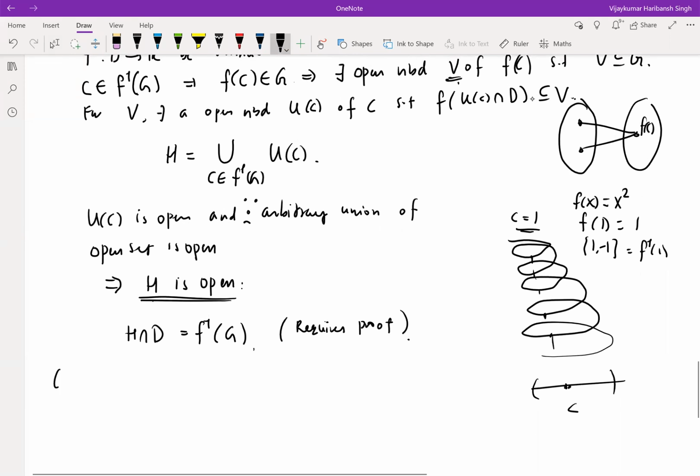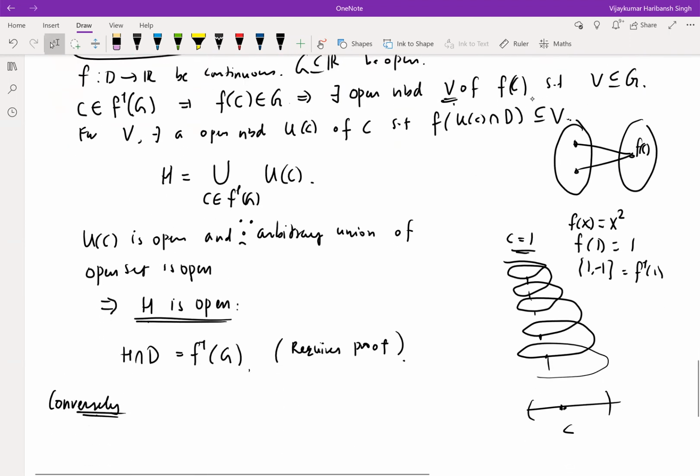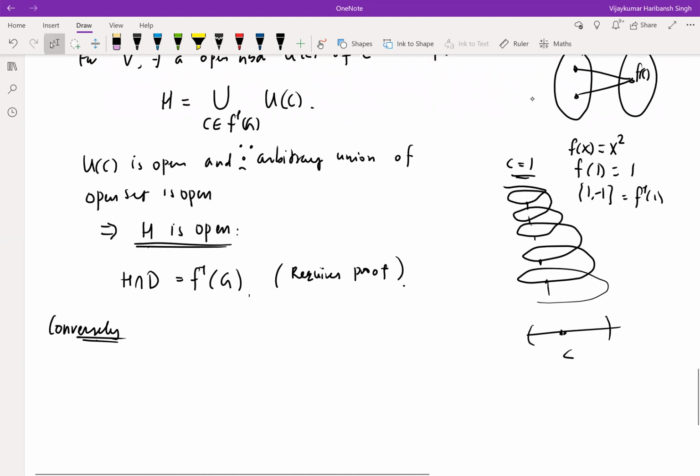So conversely, you have to show the following. Conversely, what do you have to show? Conversely, that if the inverse image of every open set is open, then f is continuous, right? So conversely, let C belong to D and V be an open neighborhood of f of C. Now to show that f is continuous for a neighborhood of f of C, I should be constructing a neighborhood of C with certain properties, right?